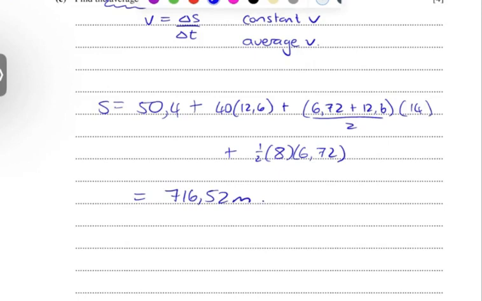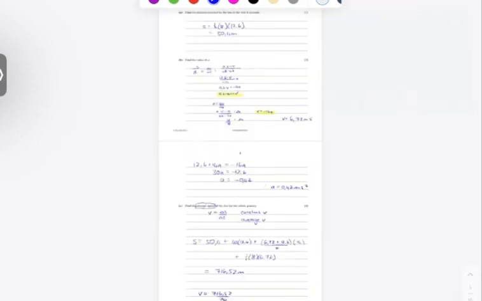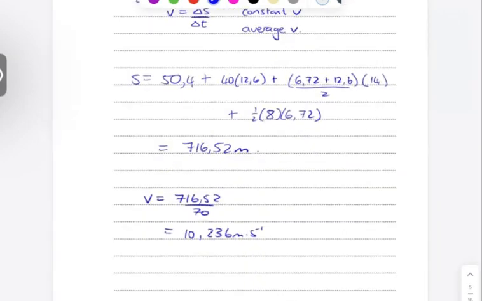And then we need a total time of 70. So my distance divided by my time gives me an average of 10.236 meters per second. And because that number ends like it's an exact value, I'm going to give all of those significant figures. Okay, so don't round off to 3 significant figures if it is rounded off already.